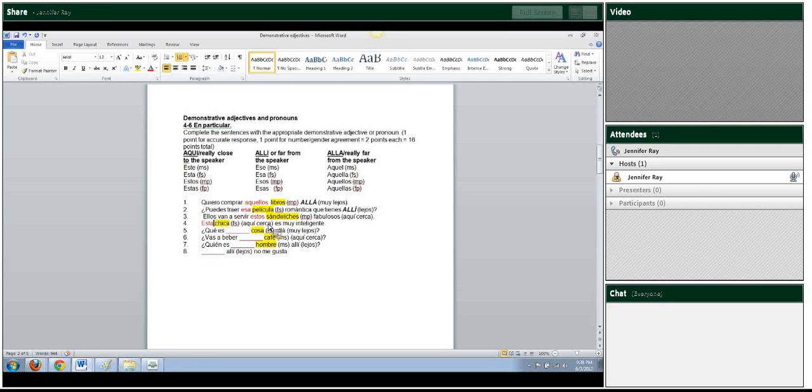¿Qué es blank cosa allá muy lejos? It's allá. So I'm going to go over here to allá. I've got aquel, aquella, aquellos, aquellas. What matches cosa, which is a feminine singular word? Aquella.